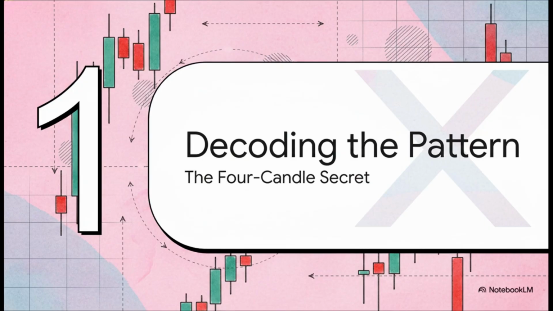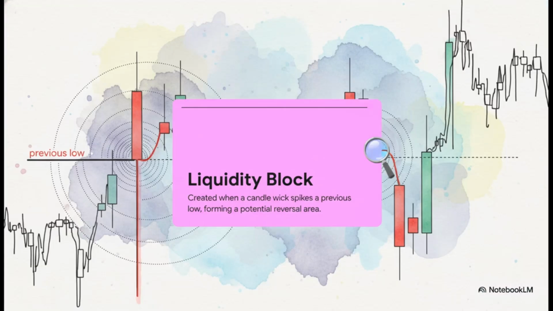Okay, so the entire strategy really hinges on one single concept, the liquidity block. What is it? Well, it's formed when one candle, let's call it candle 2, spikes below a recent low. Think of it like a liquidity grab or stop hunt. It's basically designed to trip all the stop-loss orders sitting there. And when that happens, it creates this super powerful reversal zone, which is the foundation for this whole entry model.